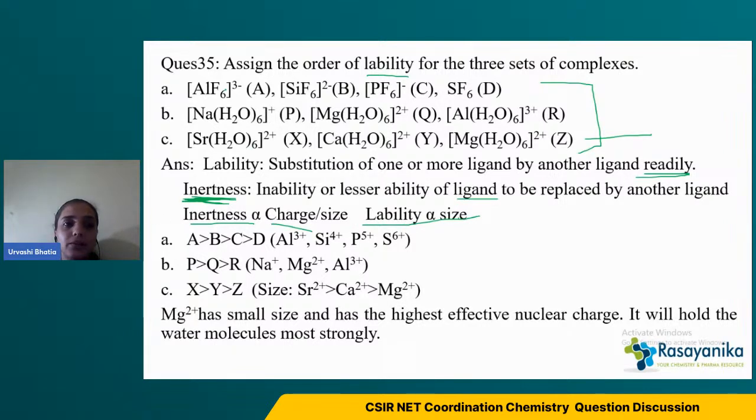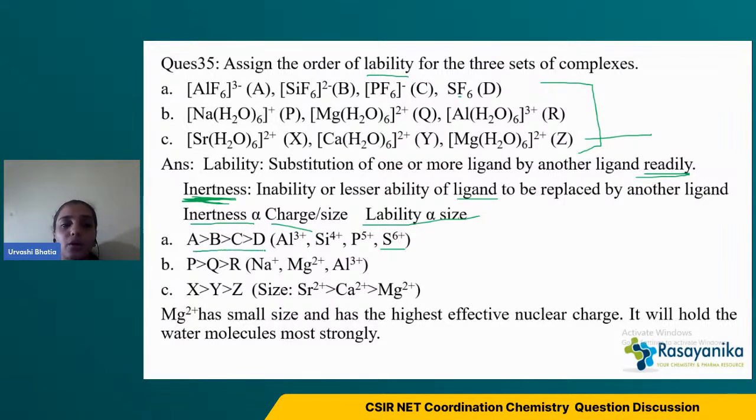So for the A set, you can see that we have aluminium in the +3 oxidation state, silicon in +4, phosphorus in +5, and sulfur in the +6, right? So now you can see that as the charge is increasing, inertness is also increasing. The effective nuclear charge is increasing. It will hold the fluoride ions tightly and will not let them go because it has higher positive charge, right? So it will be inert.